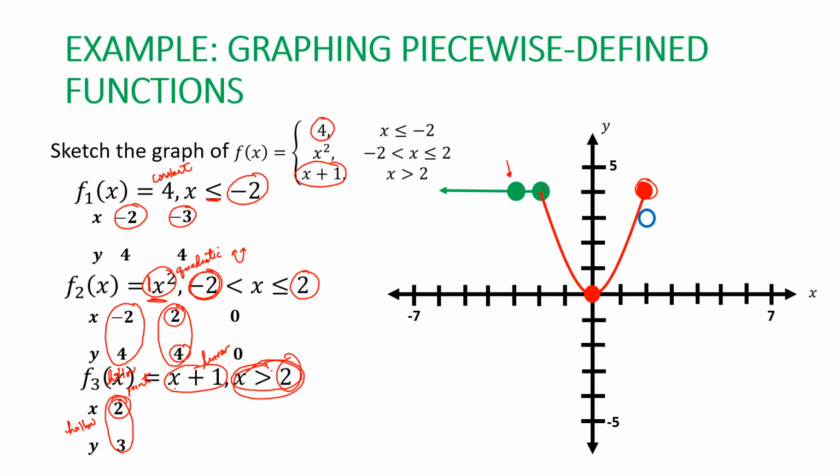And then we use another value of x that is greater than 2, which is 3, and substituting it into this function, we have 3 plus 1. So therefore, y is equal to 4. Plotting 3 comma 4, we get that second point, and connecting those blue points by a straight line is the graph of the third subfunction. So this is the graph of the given piecewise defined function in this slide.